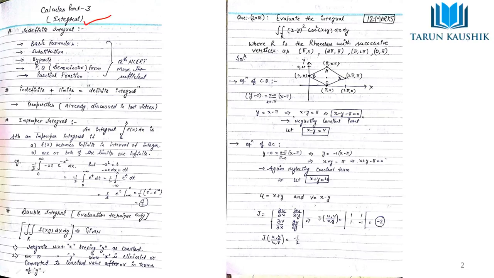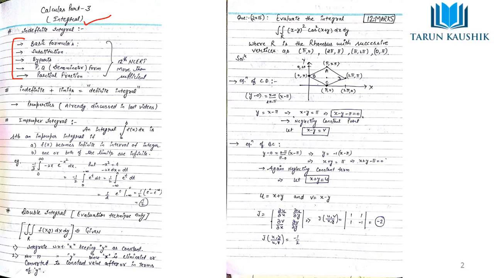So indefinite integral, today we will be doing the indefinite integral. The basic formula, substitution, by parts, PQ form, that is denominator form, partial fraction. This indefinite integral you can do by using the 12th class NCERT, that will be more than sufficient. So in this indefinite integration, the basic formula, substitution, by parts, and partial fraction will be done. Okay, so this is the basic simple integration.